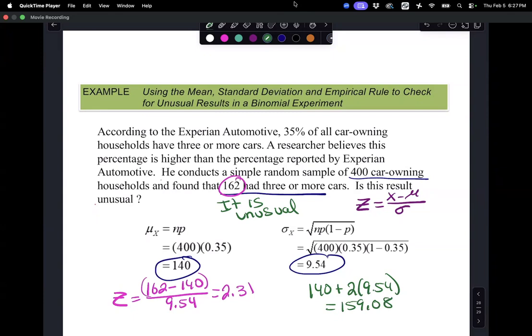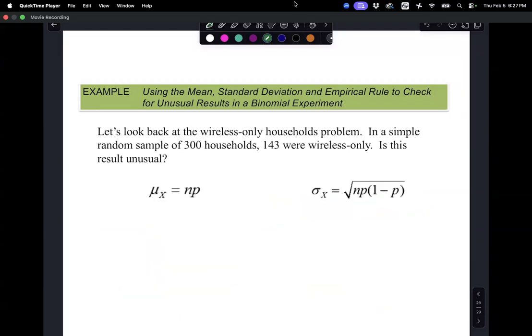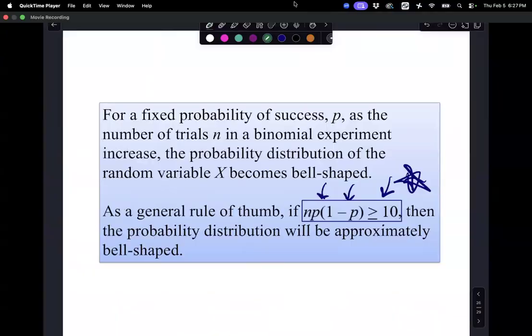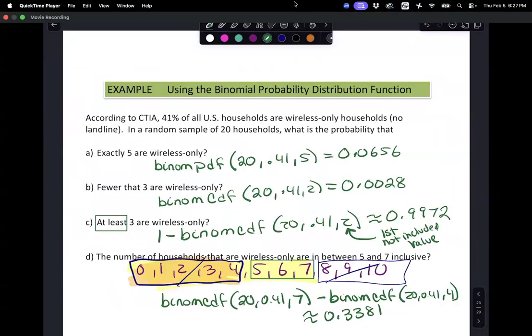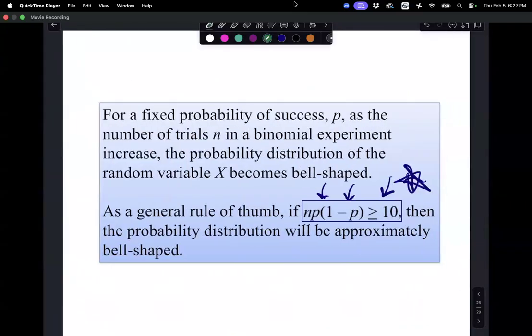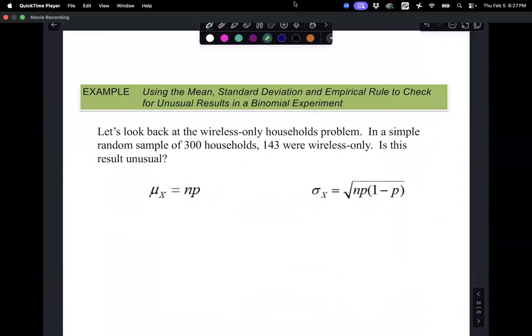The next screen, you're going to be doing one on your own. We're going to look back at the wireless only households. Was it 35% or 41%? I hate that that's not on there. I keep telling myself I'm going to fix that. 41%. Okay.